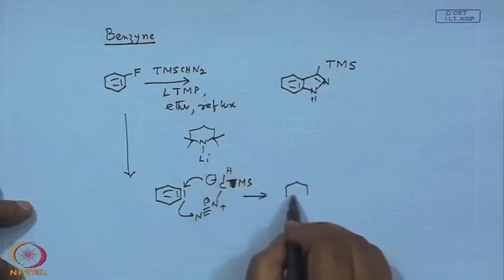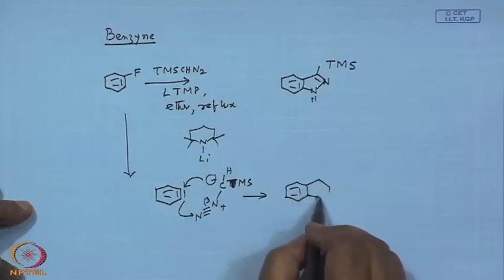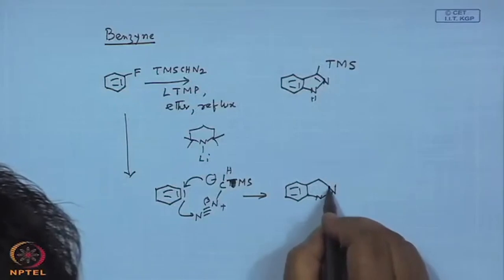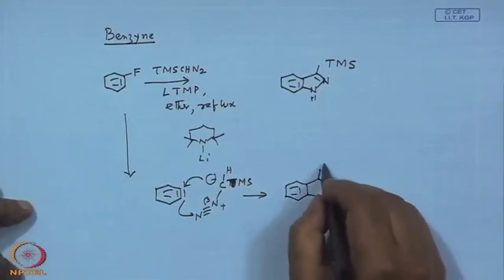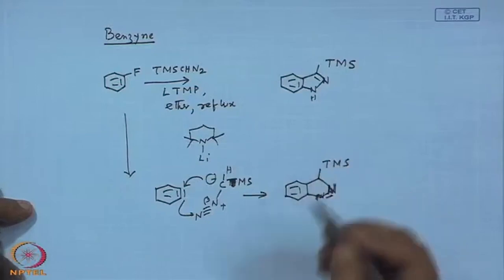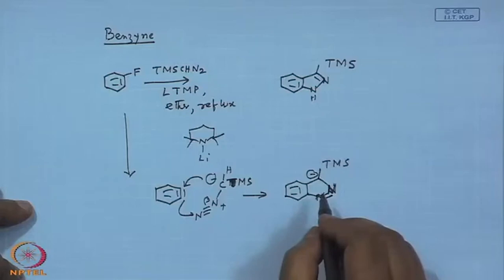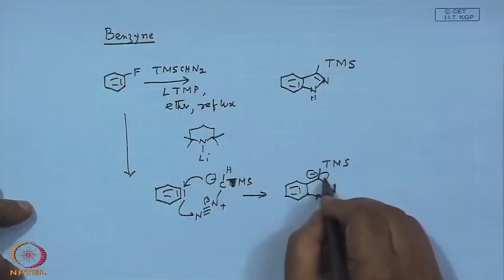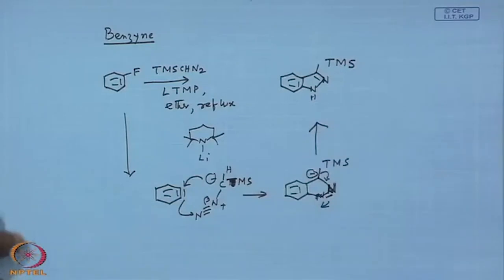And so, it will now form this nucleus, sorry, double bond, and then TMS, and in the presence of the excess base, it will form this negative charge here, and then the negative charge of course isomerizes upon workup to give you this. Okay. So, this is a fairly okay method.